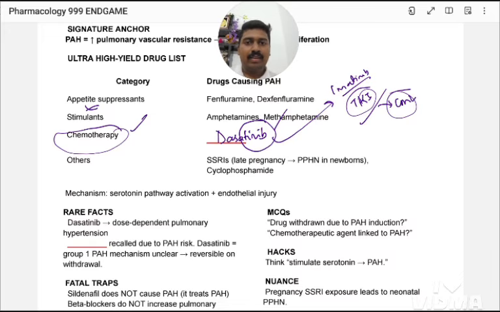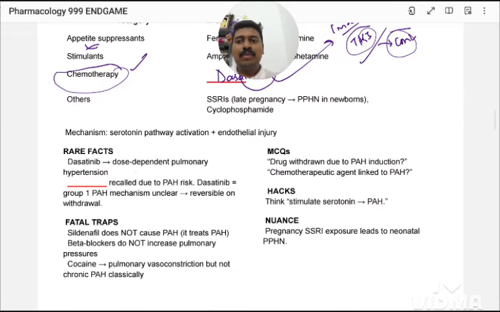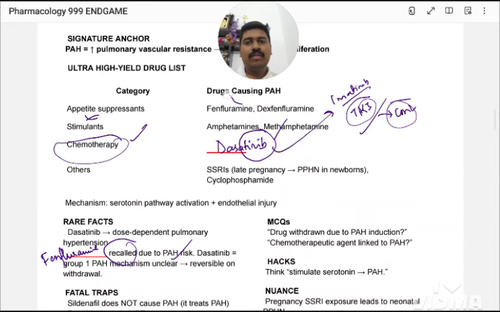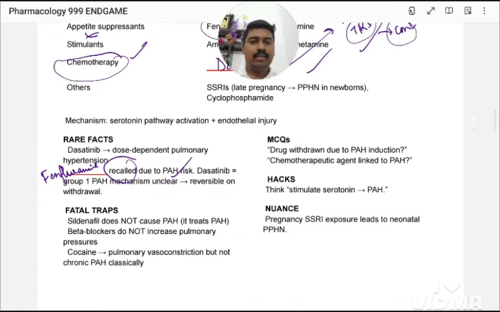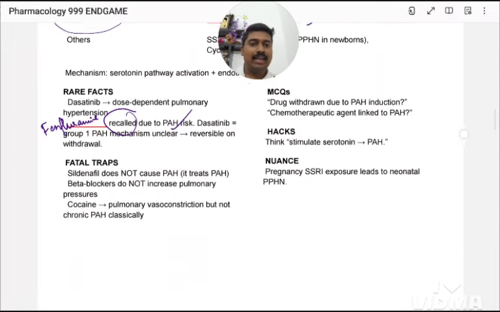In resistant cases, we'll use dasatinib. One more drug was recalled due to PAH risk. What is the answer for this? This is fenfluramine. Fenfluramine was a drug which was recalled. So these two drugs we need to remember. One is fenfluramine, which is an appetite suppressant, and one more is dasatinib. These both can cause PPHN. Sorry, pulmonary arterial hypertension.